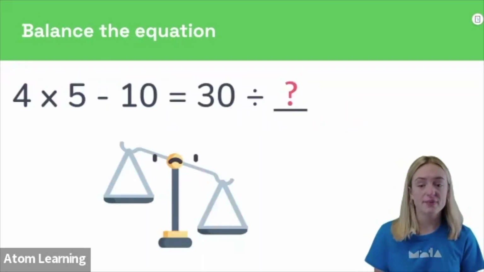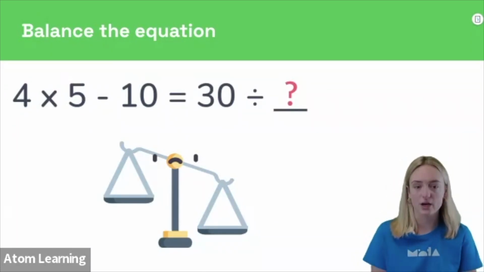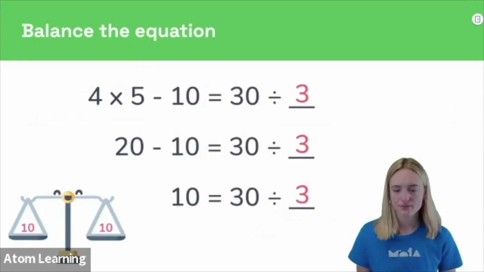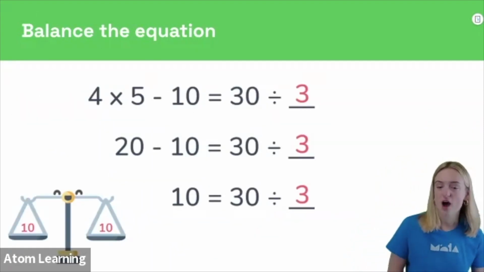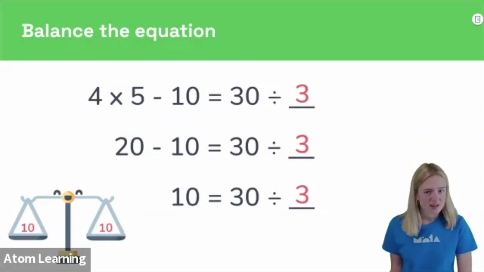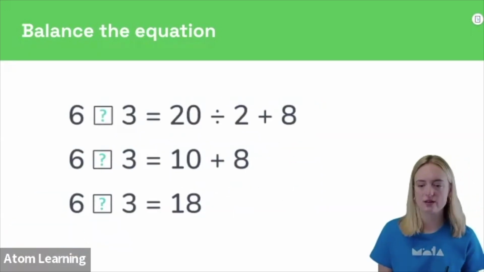What we need to do in these questions is substitute in a number in order to make the equation balanced. Okay, the answer is indeed 3. Because 4 times 5 minus 10 is equal to 10. 30 divided by 3 is 10. Simple stuff, totally balanced. Great job on that.